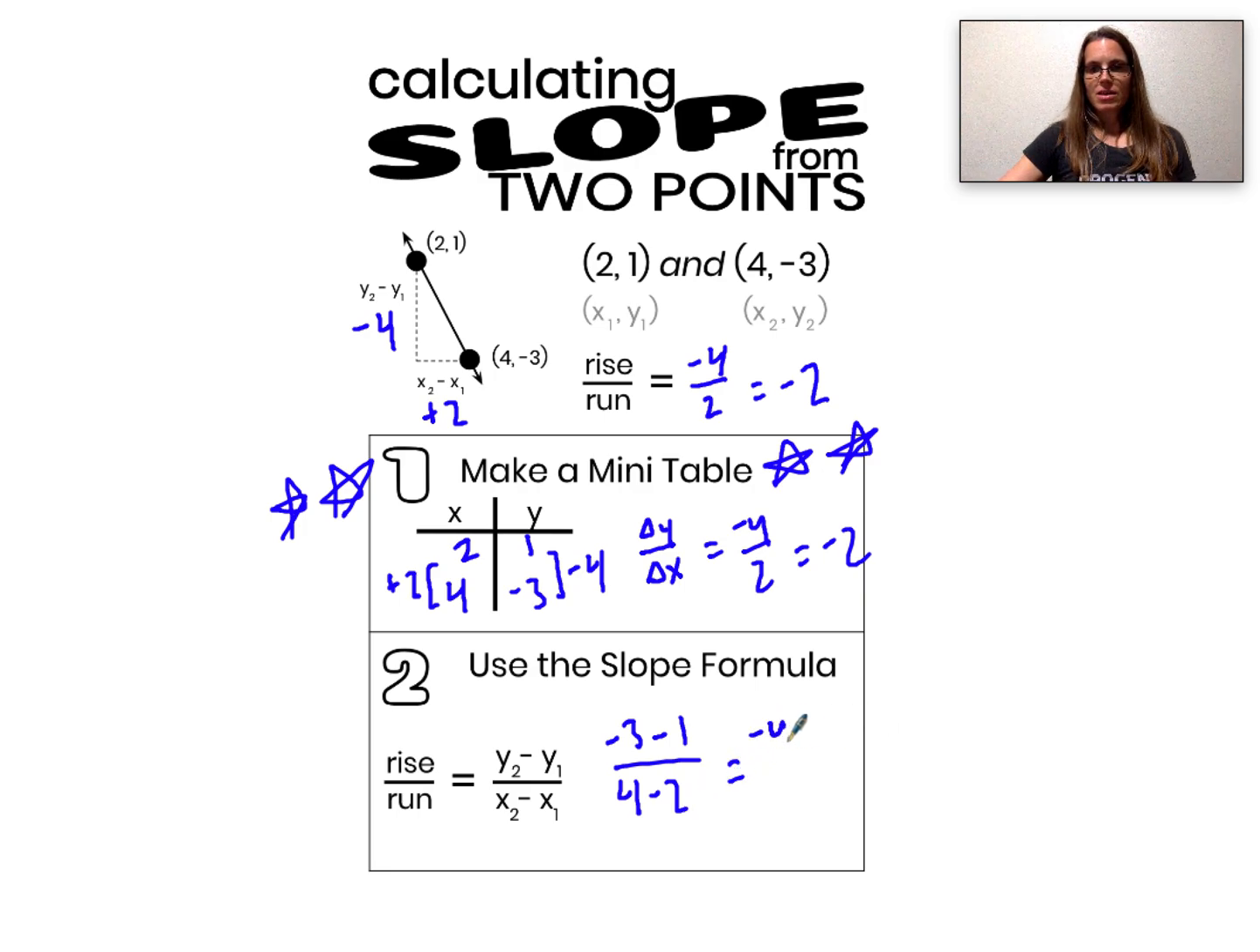-3 minus 1 is -4. 4 minus 2 is 2. You see I'm performing the same computation and I get the same result. However, this is really, again, error prone, and I would, again, recommend the mini table.